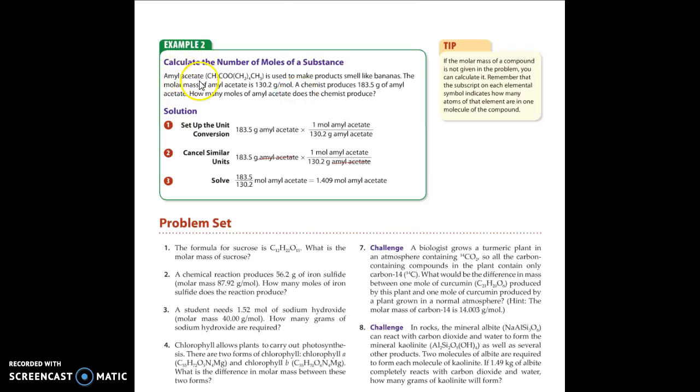Calculate the number of moles in amyl acetate, which is CH3COOCH2(CH2)3CH3. This is organic chemistry, okay, where you have a lot of carbons and hydrogens. And it's used to make products smell like bananas. The molar mass of amyl acetate is 130.2 grams per mole. A chemist produced 183.5 grams of amyl acetate. How many moles of amyl acetate does the chemist produce?